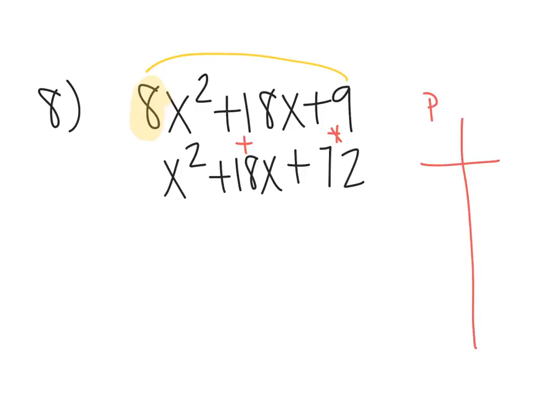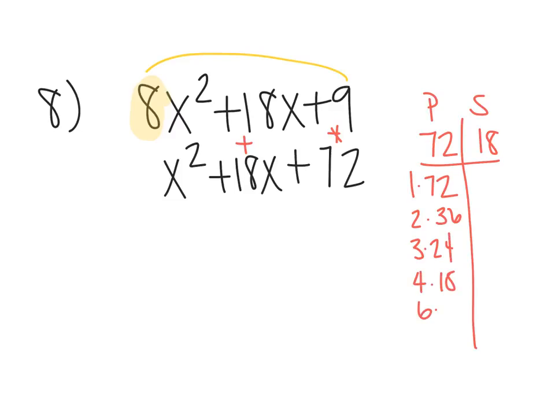So I'm going to make my product sum chart. So I have 72 and 18. If I start listing out all the things that multiply to give me 72: 1 times 72, 2 times 36, 3 and 24, 4 and 18, 6 and 12, and 8 and 9. So those are all the ways to multiply and get 72.